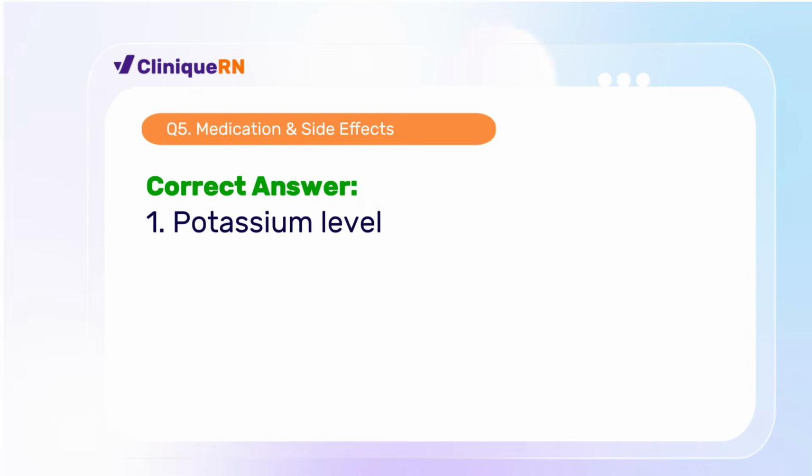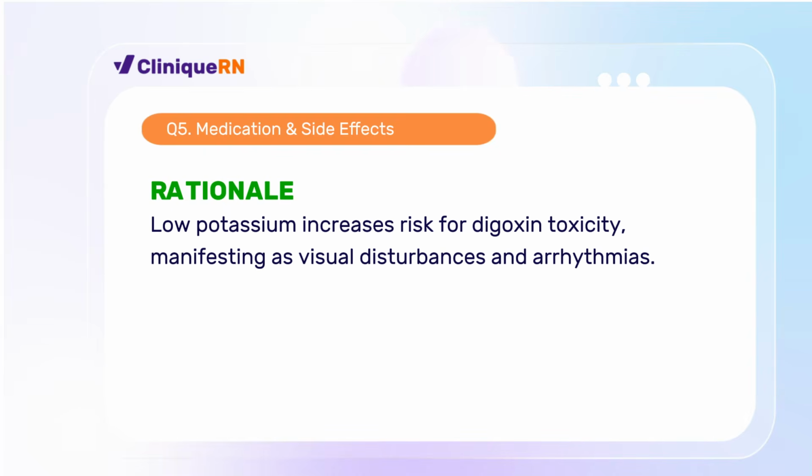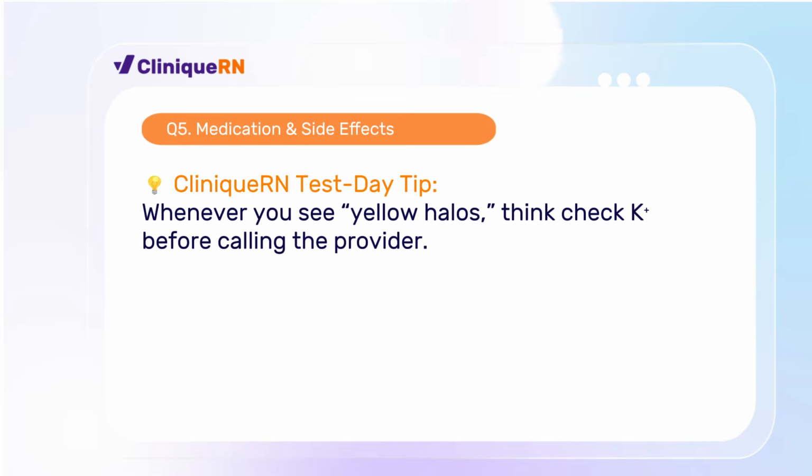The correct answer is 1. Potassium level. Rationale. Low potassium increases risk for digoxin toxicity, manifesting as visual disturbances and arrhythmias. CliniqueRN test day tip. Whenever you see yellow halos, think, check K+ before calling the provider.